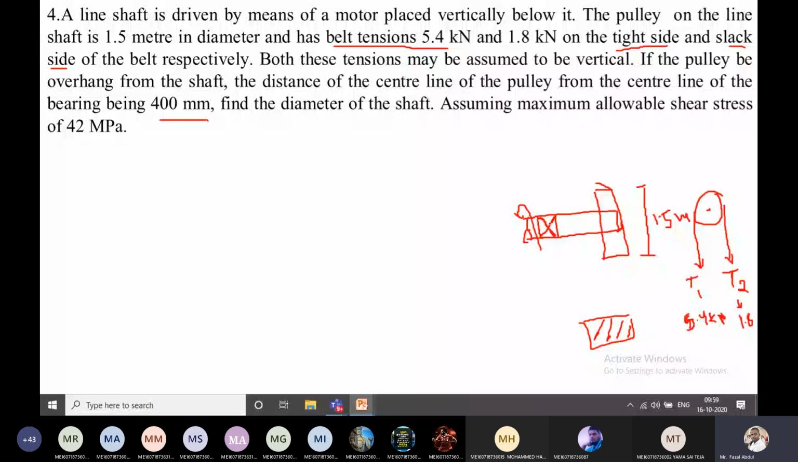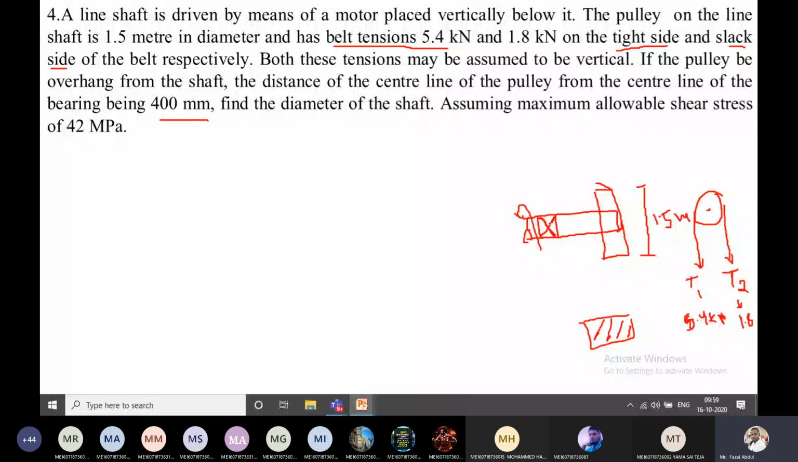400 mm. So like this, you need to draw the diagram in the examination also with a pencil, with a neat sketch. You need to show all the dimensions. For this also you have the marks.